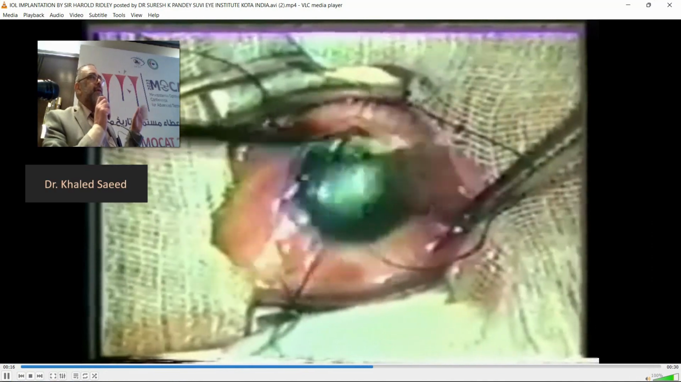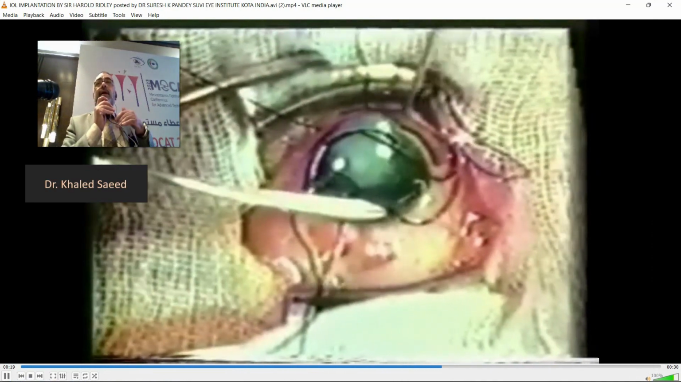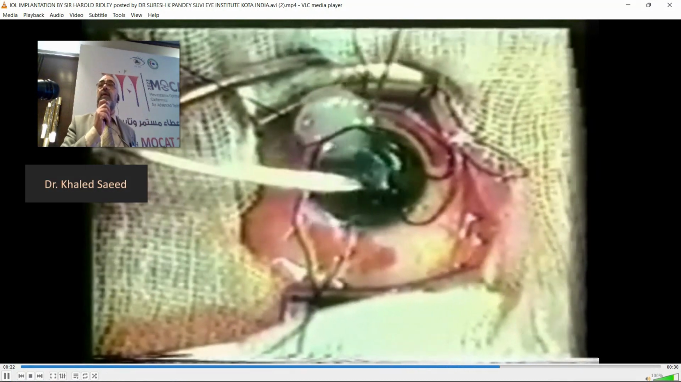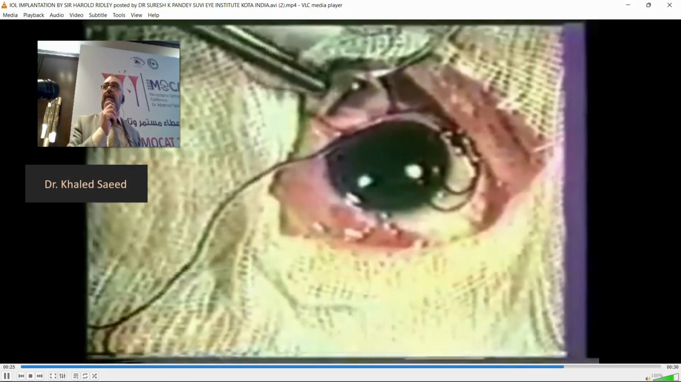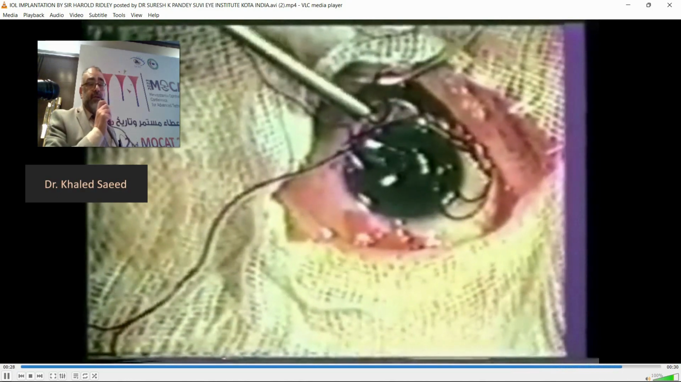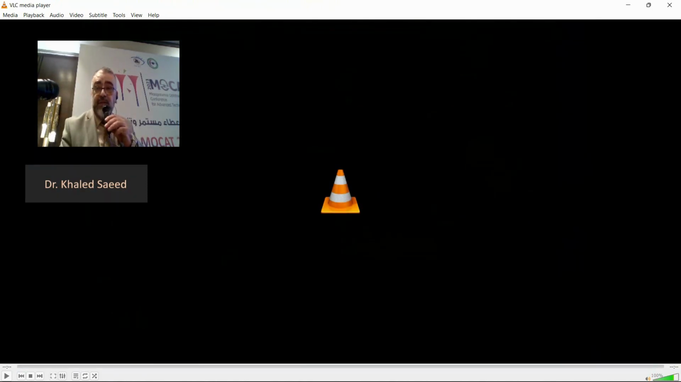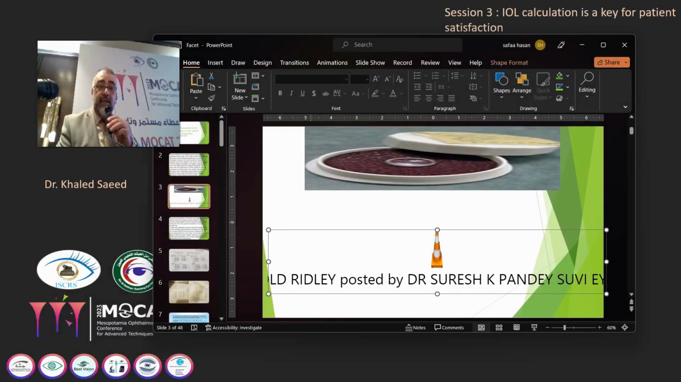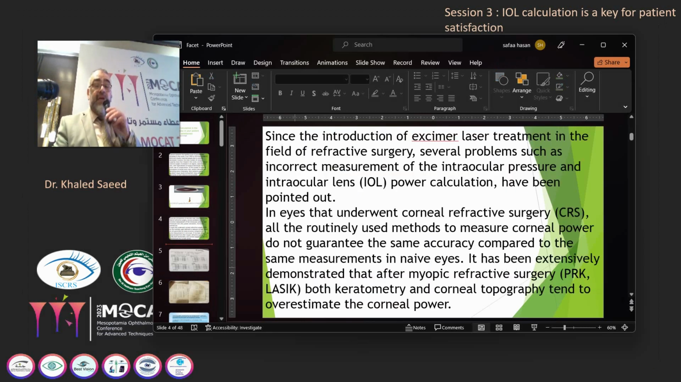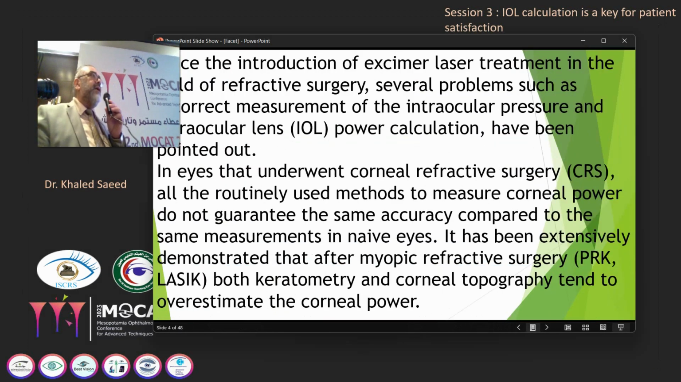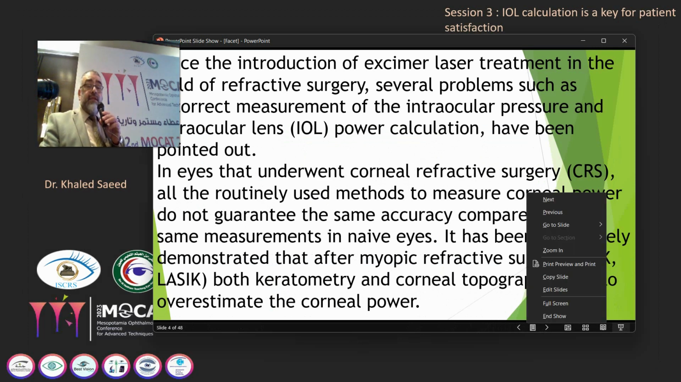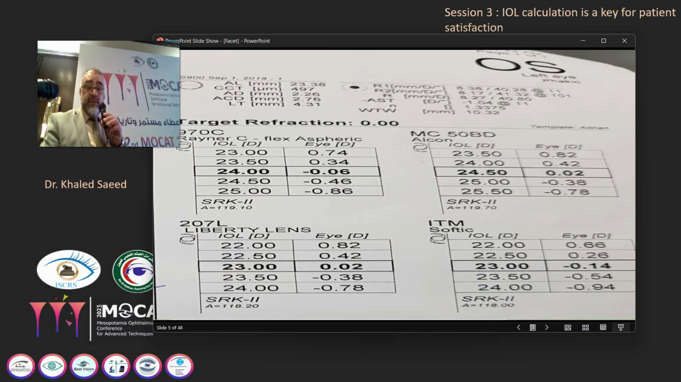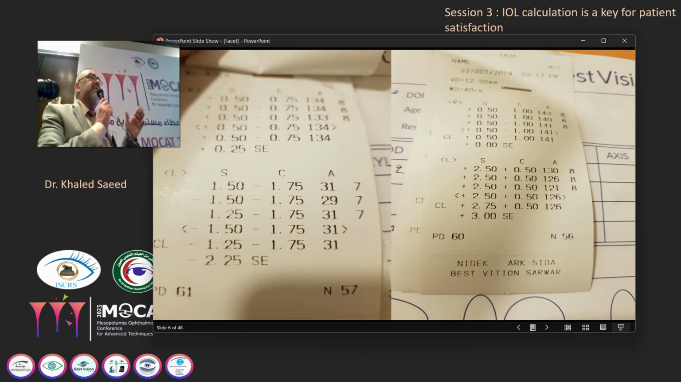Really, since this surgery was done by Dr. Khalid Bradley, from that time till now, we are expressing every day more and more advancement in cataract surgery, in IOL implantation, and in IOL calculation. This surgery was the first thing, from the time when the patient was discovered to have minus 21 diopters after the implantation of this IOL. Since that time, we have had to have more and more advancement.